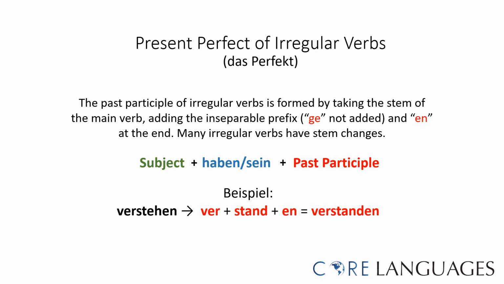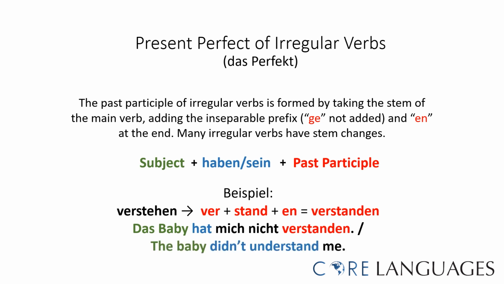verstehen, to understand. Stehen is an irregular verb. Verstehen is an irregular verb with the inseparable prefix ver. The participle of verstehen is verstanden. Das Baby hat mich nicht verstanden. The baby didn't understand me, or literally translated, the baby hasn't understood me.